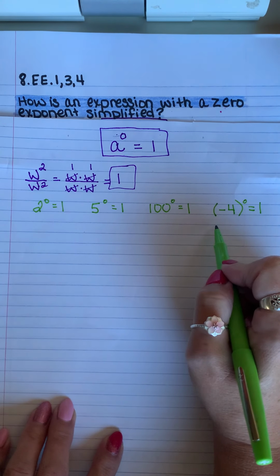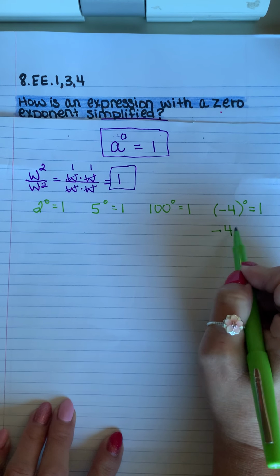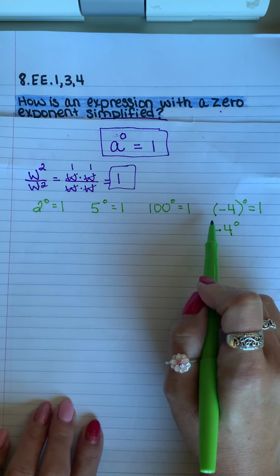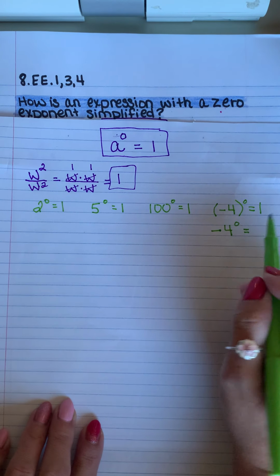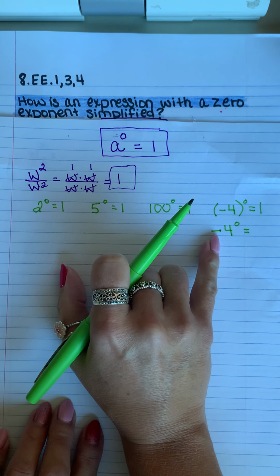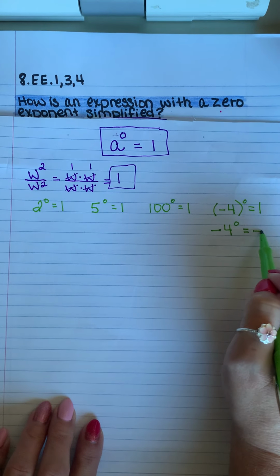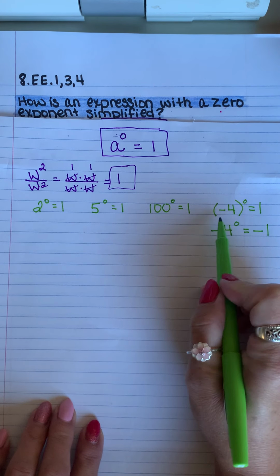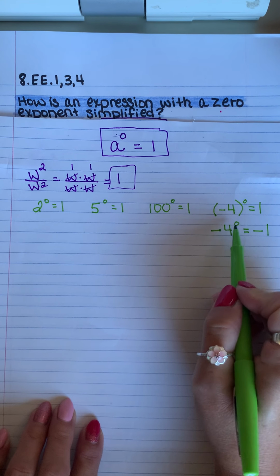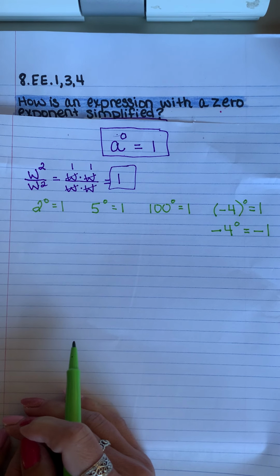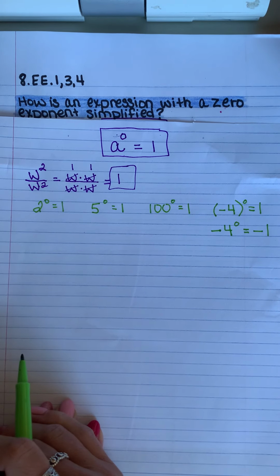But be careful if you do not have that base in parentheses. If you have something that looks like this, where that negative is not in parentheses, then we're taking 4 to the 0 power, which we know is 1, and they're taking actually the opposite of that. So in this case, that would give you a negative 1, because that negative is not in parentheses. So you're taking 4 to the 0 power, and you're taking the opposite of that. So be careful, again, with those negatives and whether or not they're in parentheses.